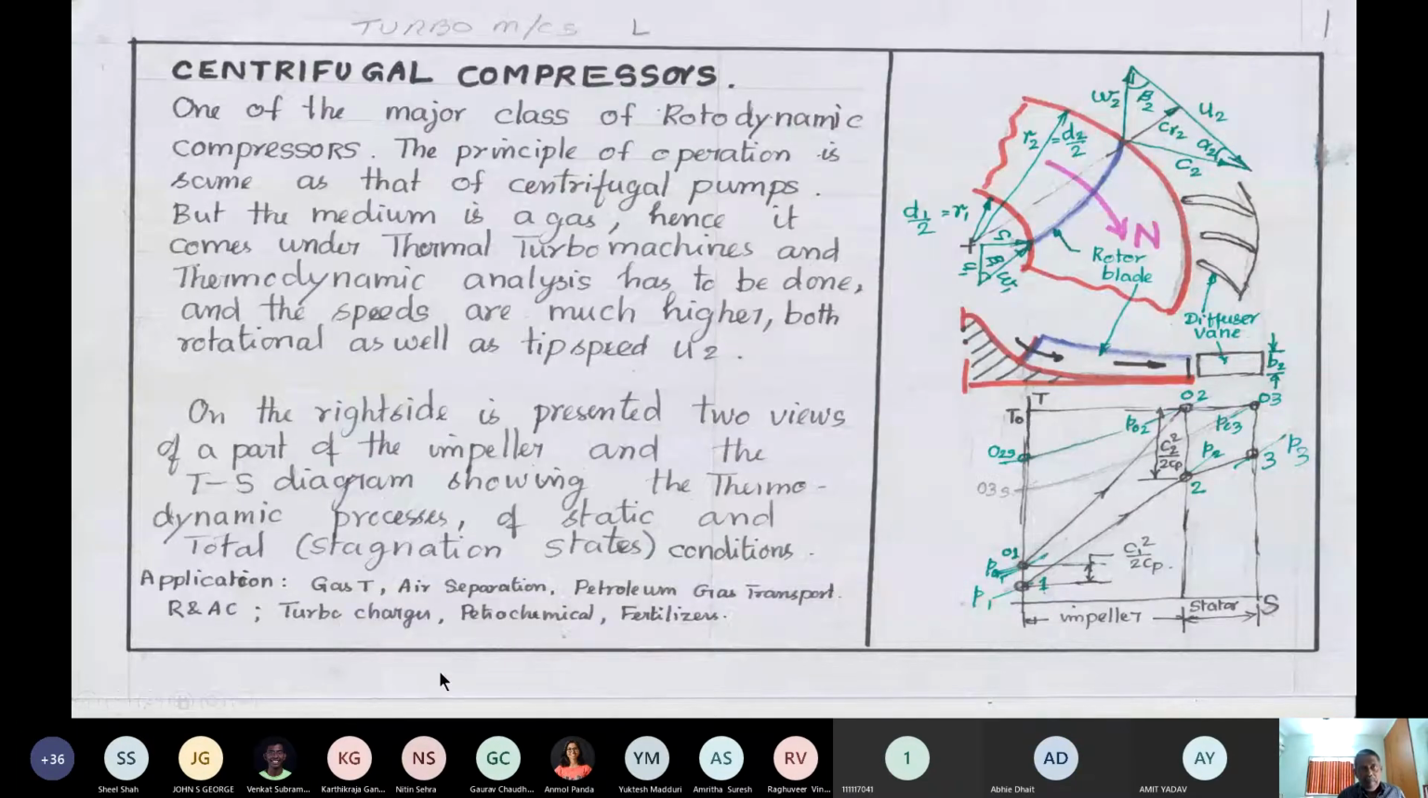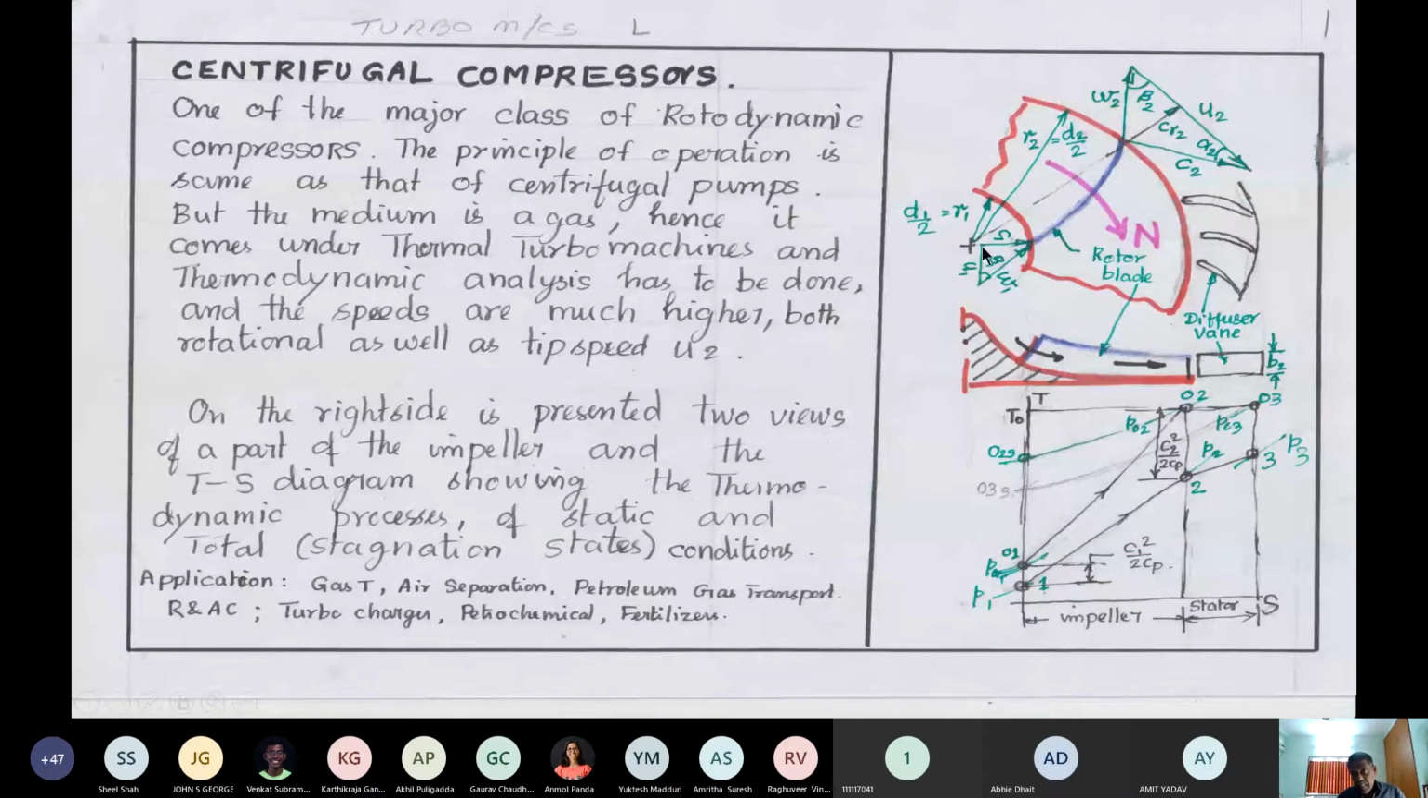So we are starting a new chapter, centrifugal compressors. It is one of the major classes of rotodynamic compressors, which comes under turbo machinery. The principle of operation is the same as that of centrifugal pumps, but the medium is a gas. Hence, it comes under thermal turbo machines, and thermodynamic analysis has to be done. And the speeds are much higher, both rotational as well as tip speeds and the fluid velocities. They are all very high.